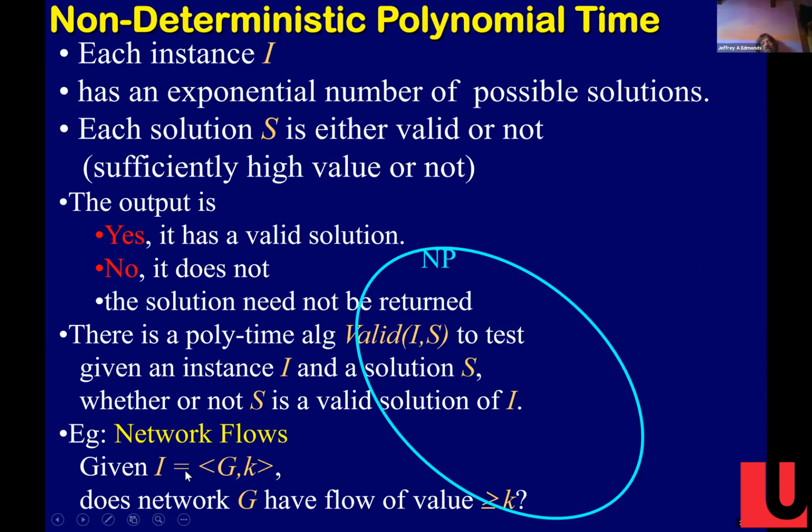You haven't learned network flows yet, but there's some input like a graph and a K, and I can ask, does the graph have a flow of some certain value K? Either yes or no, right? So those network flows run in polytime. So given a graph, I can find the best flow, right? And I can determine, is its value greater than K or not?